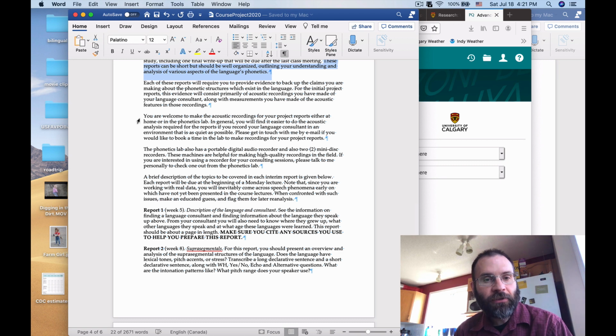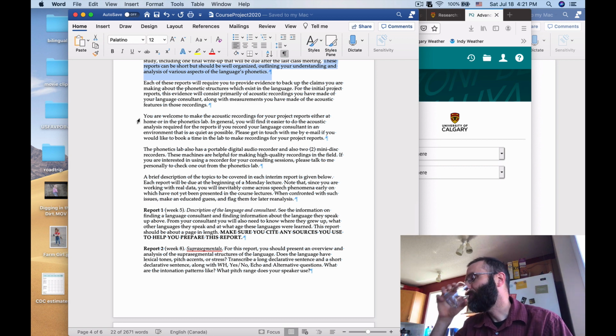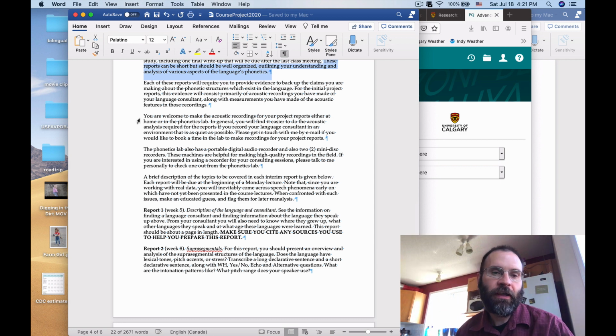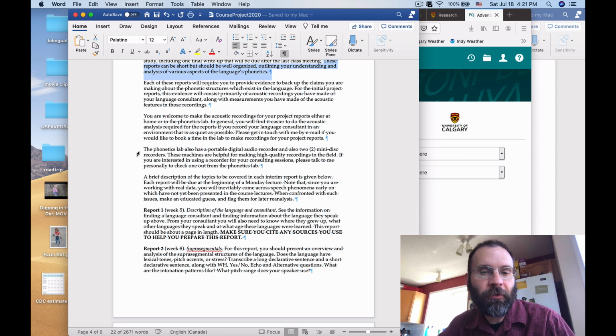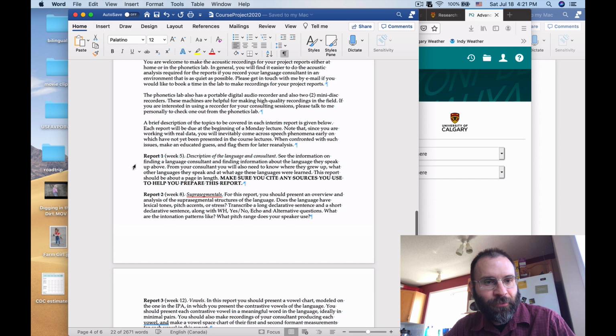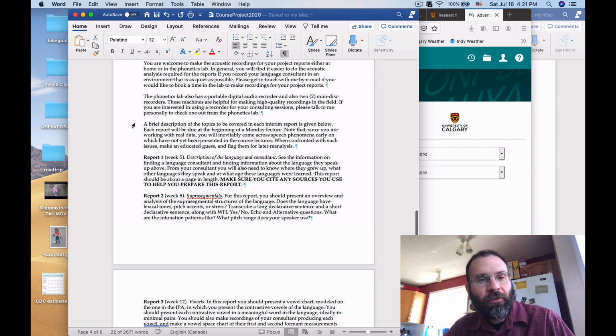The Phonetics Lab also has a portable digital audio recorder and also 2 mini disc recorders. And again, it might just be easier for you to record through your computer or whatever you're using to talk to your consultant. But these machines, if you want them, are helpful for making high quality recordings in the field. If you are interested in using a recorder for your consulting sessions, please talk to me personally to check out one from the Phonetics Lab. So that's possible too. A brief description of the topics to be covered in each interim report is given below.